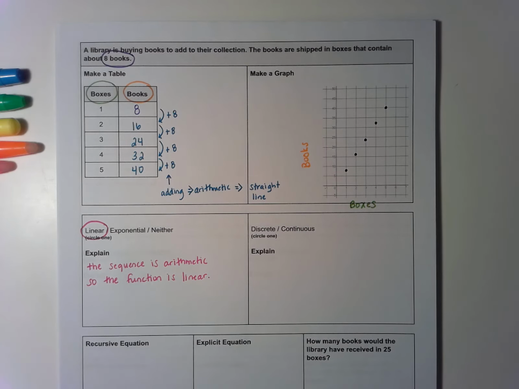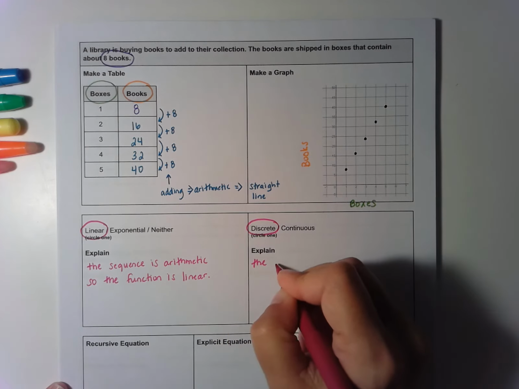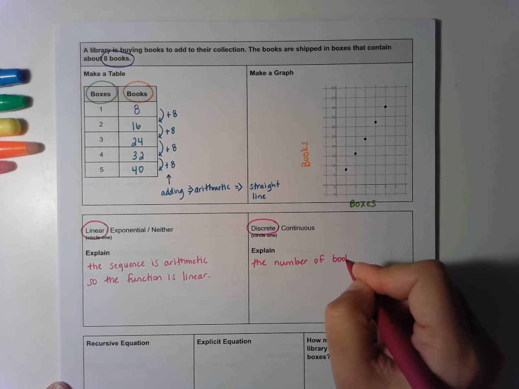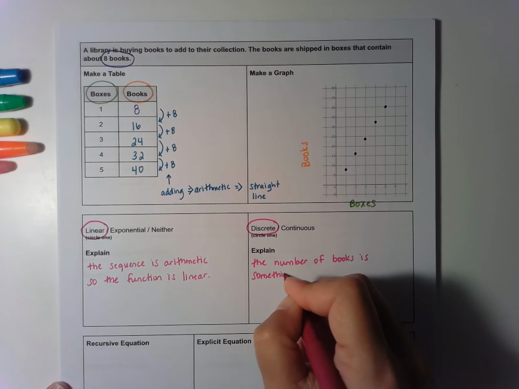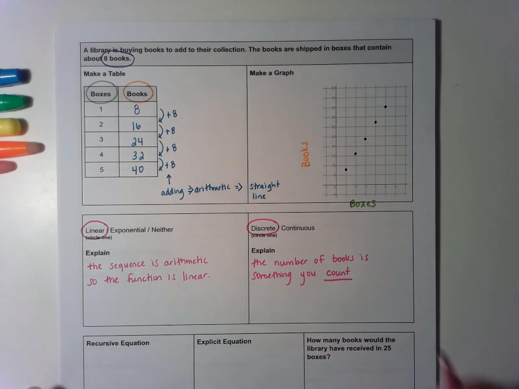Now, in this case, we're counting how many books there are. So if we have to think about should we connect the dots or not, I would go with no. The reason is because the number of books is something that you're going to count. It's not something you're going to measure with a ruler or a measuring cup. So I would say that this is a discrete function because the number of books is something you count, not measure.